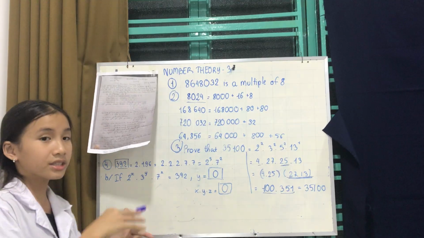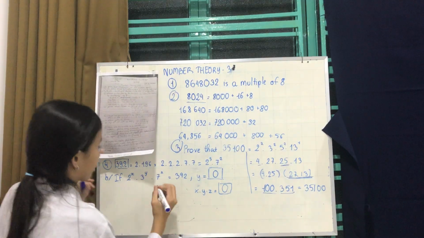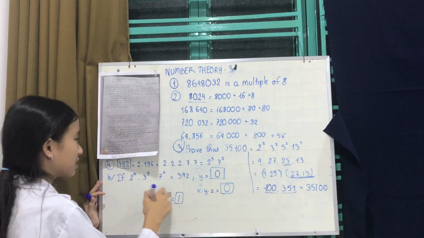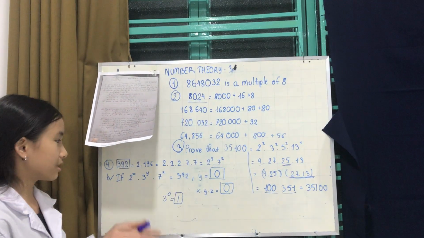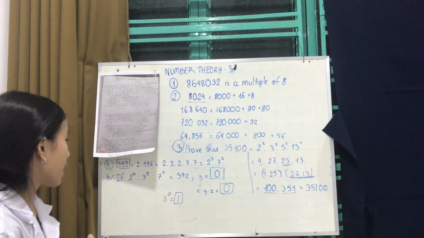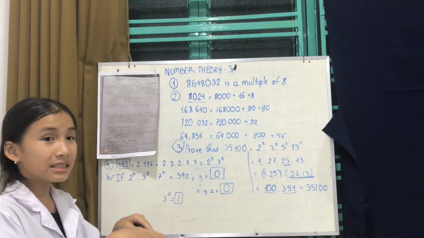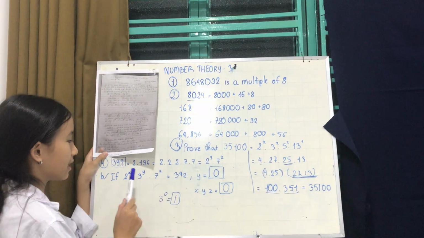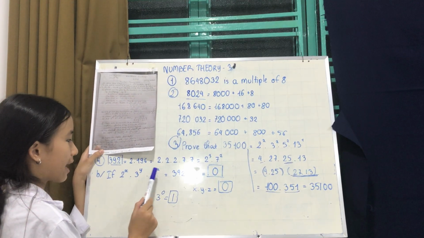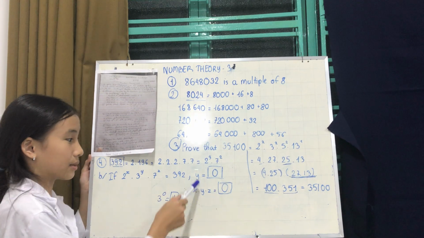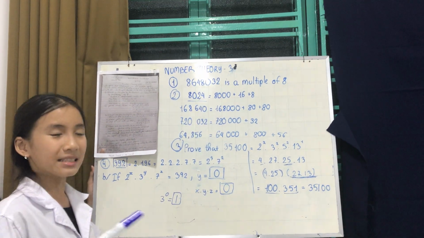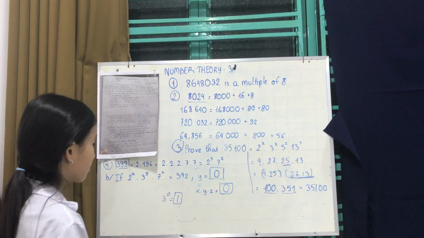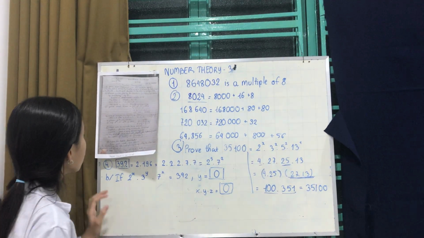So 3 to the power of 0 will equal 1. And 1 times 392 will of course equal 392. So y equals 0. So that is problem number 4.